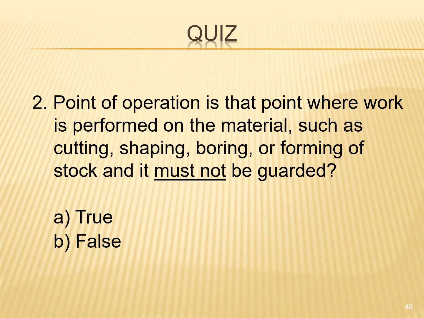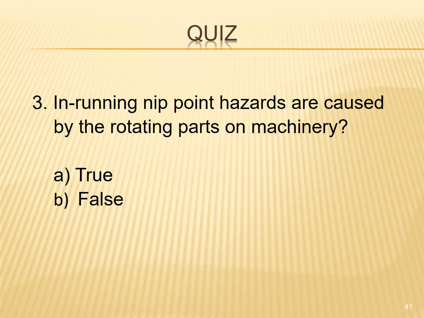Question 2. Point of operation is that point where work is performed on the material, such as cutting, shaping, boring, or forming of stock, and it must not be guarded. A, true, B, false. Question 3. In-running nip point hazards are caused by the rotating parts on machinery. A, true, B, false.